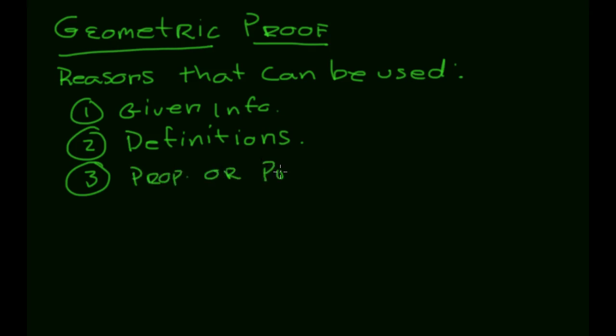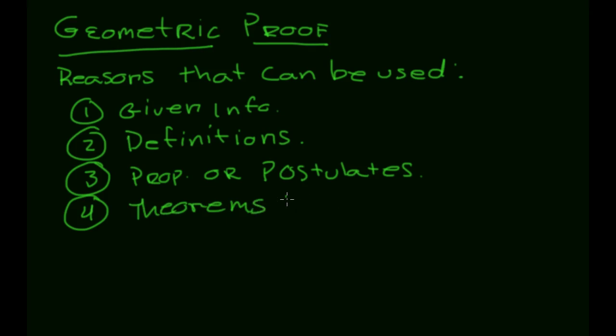Properties or postulates. These are things that we generally accept to be true without proof. Things like the segment addition postulate and the angle addition postulate, the ruler postulate, the protractor postulate would all fall underneath this. And finally, theorems that have been proven.